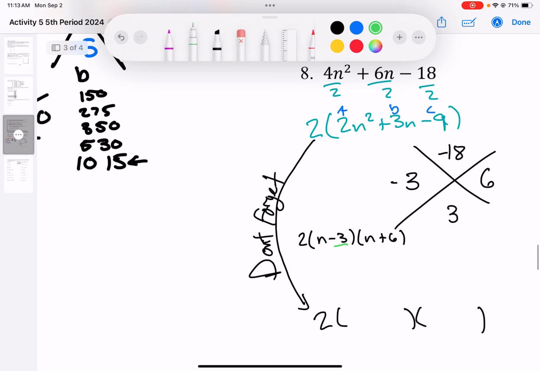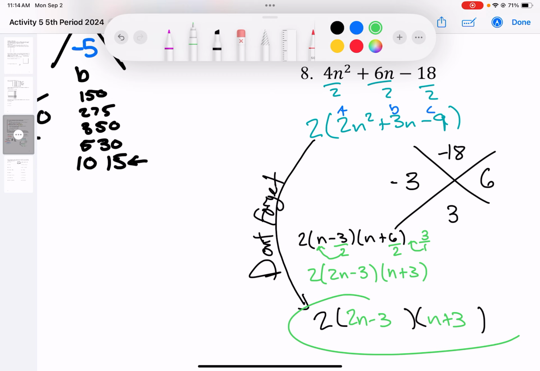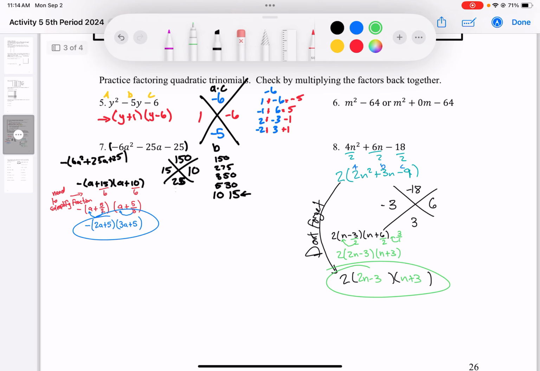My a value is not 1, so I do have to divide by my a value. This 3/2 is simplified, so I'm going to move that up. So 2, and then 2n minus 3. And then on this one, 6 divided by 2 is 3, so I'm going to have n plus 3. And if you think about it, 3 is just 3 over 1. If I do move that up, well, it's just not something I write. So 2n minus 3, and then n plus 3 is my answer.